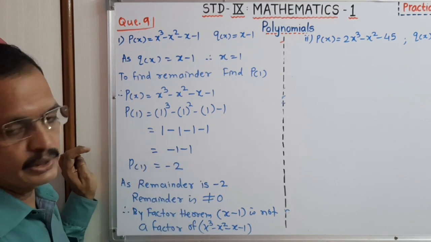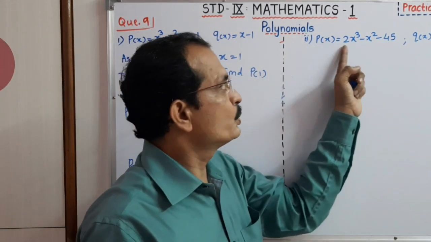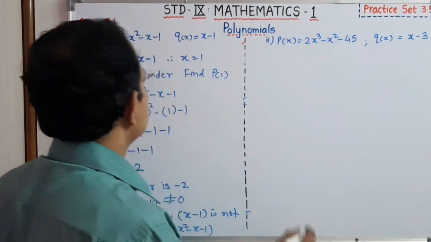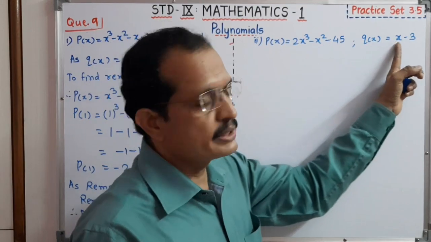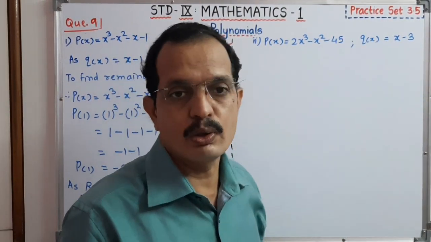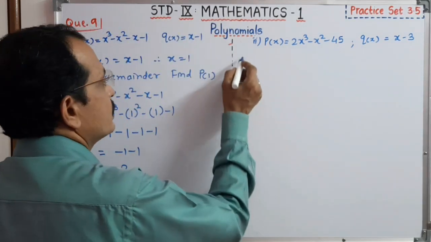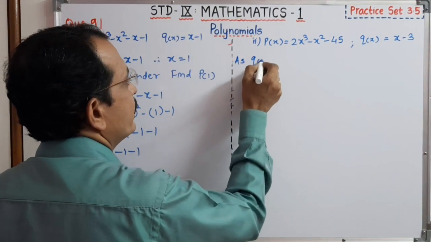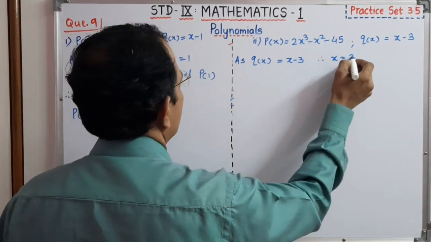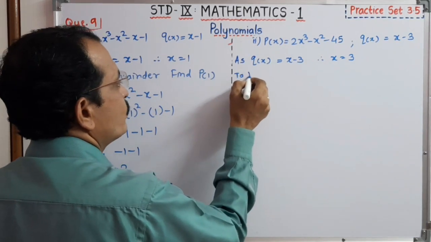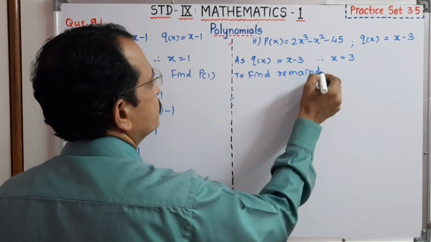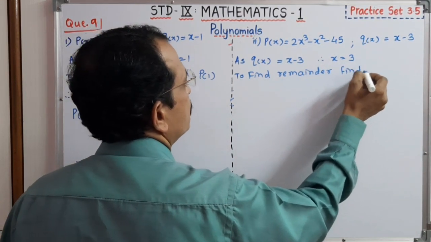Now see the next one. Here it is p(x), 2x cube minus x square minus 45, q(x) is x minus 3. Same thing. Here the divisor is x minus 3. We have to find out the value of the polynomial for x is equal to 3. Therefore, dear student, as q(x) is equal to x minus 3, therefore x is equal to 3. Therefore, to find the remainder, find p(3).